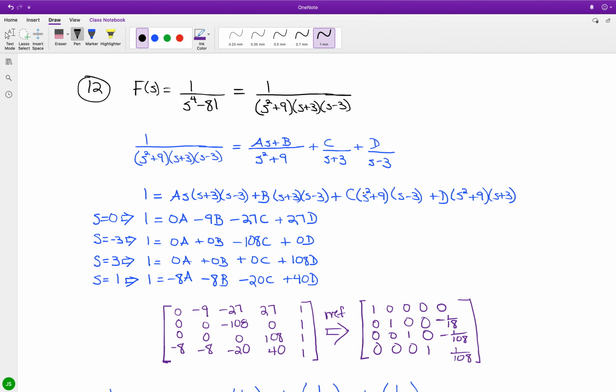And now we have 3 distinct zeros to choose from. From the s factor, I can choose 0. Since we have s plus 3, I can set s to negative 3. And from s minus 3, I can set s to 3. And we're out of real zeros that we can utilize. So in this case, I decided to arbitrarily choose s equal to 1. And plugging in 0, negative 3, positive 3, and positive 1, I have these respective coefficients for the A, B, C, and D terms.